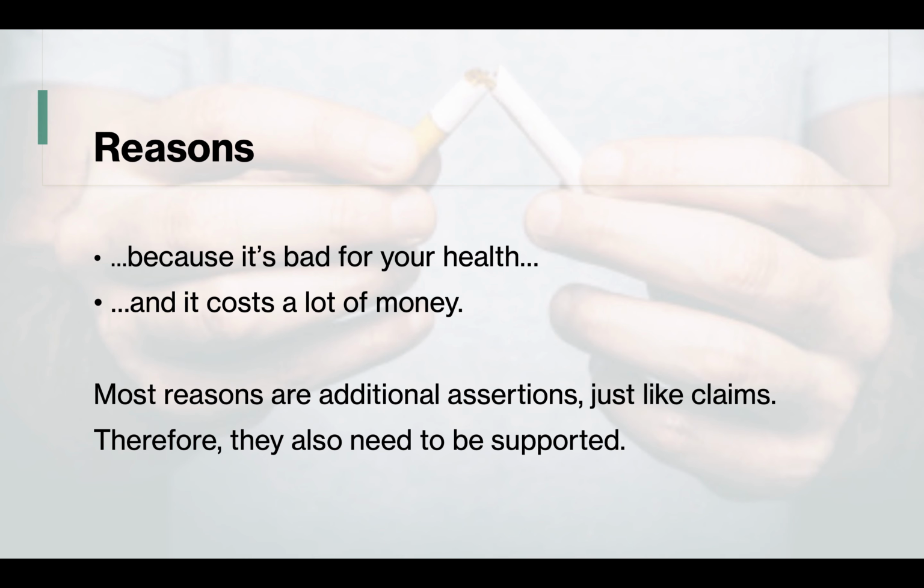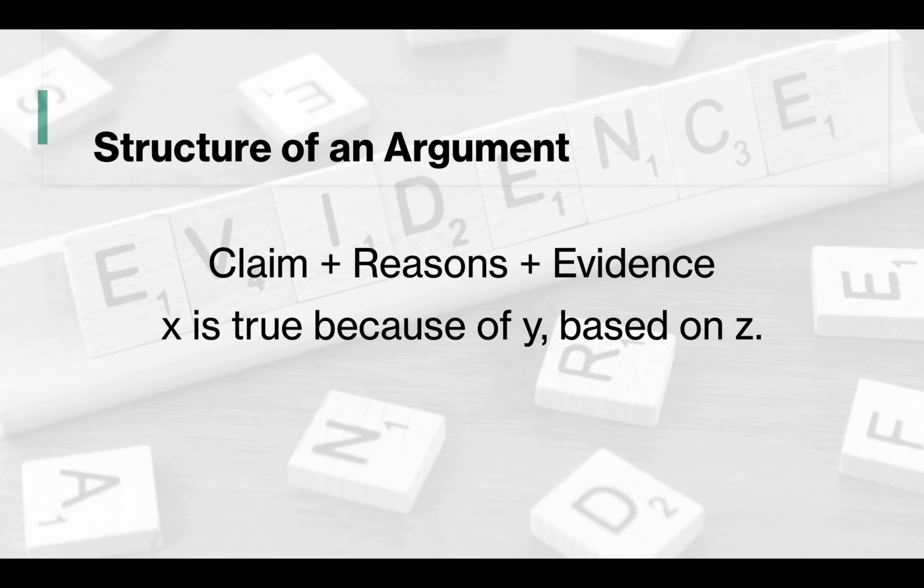Okay, one important thing to understand here is that the reasons we offer in support of a claim are often just additional assertions. So, like claims, they are arguments that also need to be supported. So in addition to our claim and reasons, we are going to need evidence. All right, we're going to need to add evidence to this: reasons to believe that our reasons are reasonable. Okay, so we can add to the structure of an argument: an argument contains a claim plus reasons plus evidence. And if we expand our formula, we can say X is true because of Y based on Z.